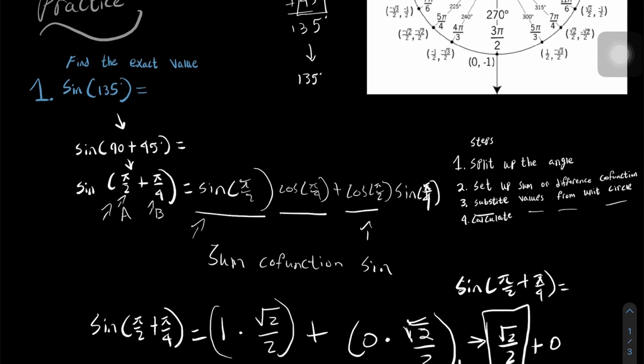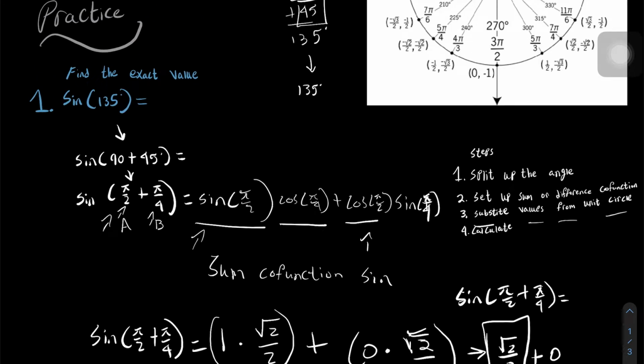Well, remember, our first question was sine of 135 degrees equals blank. Well, we simplified it down to pi over 2 plus pi over 4. And in our final answer, we're going to write sine of 135 degrees, because that was the original question, equals the square root of 2 over 2. This is our first practice problem done, and again, here are the steps that we followed.